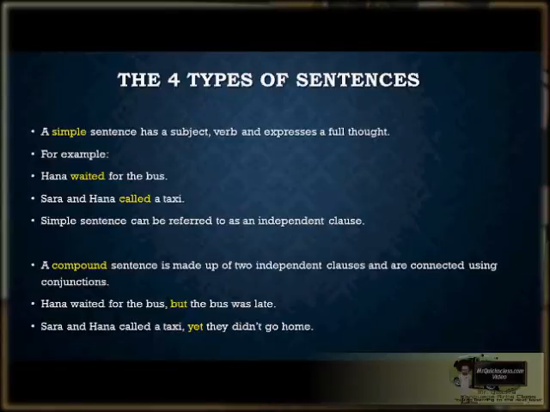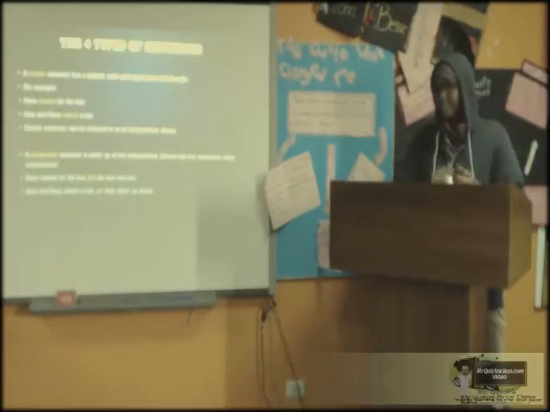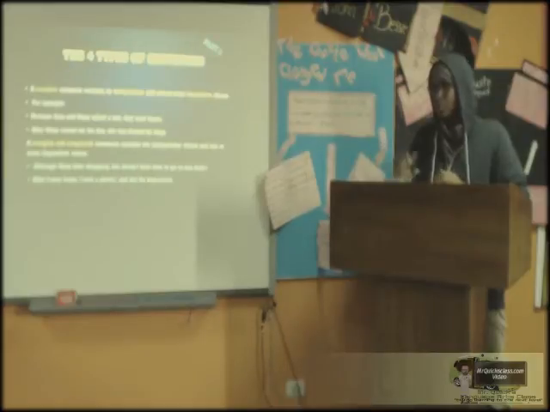A compound sentence is made up of two independent clauses and are connected using conjunctions. For example, Hannah waited for the bus, but the bus was late. Another one, Sarah and Hannah called a taxi, yet they didn't go home.